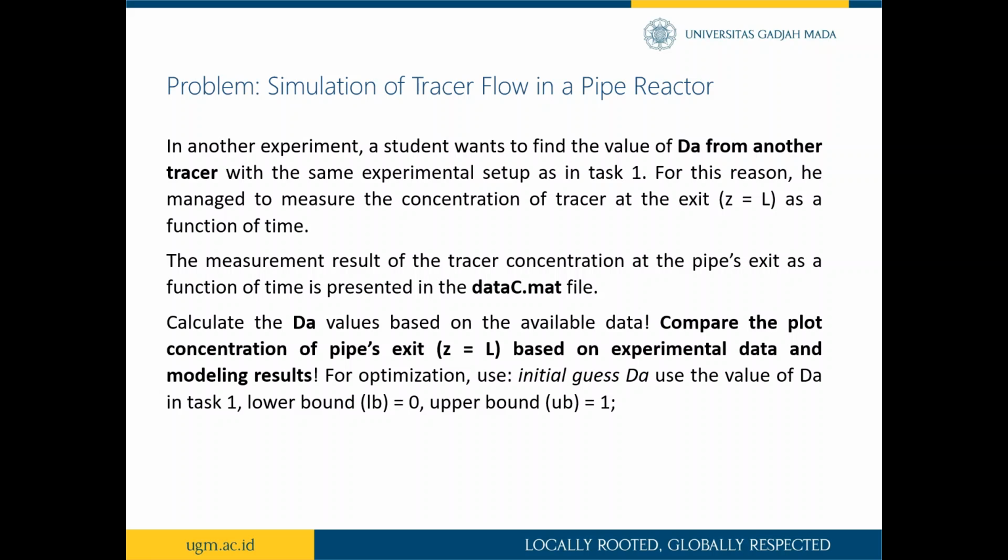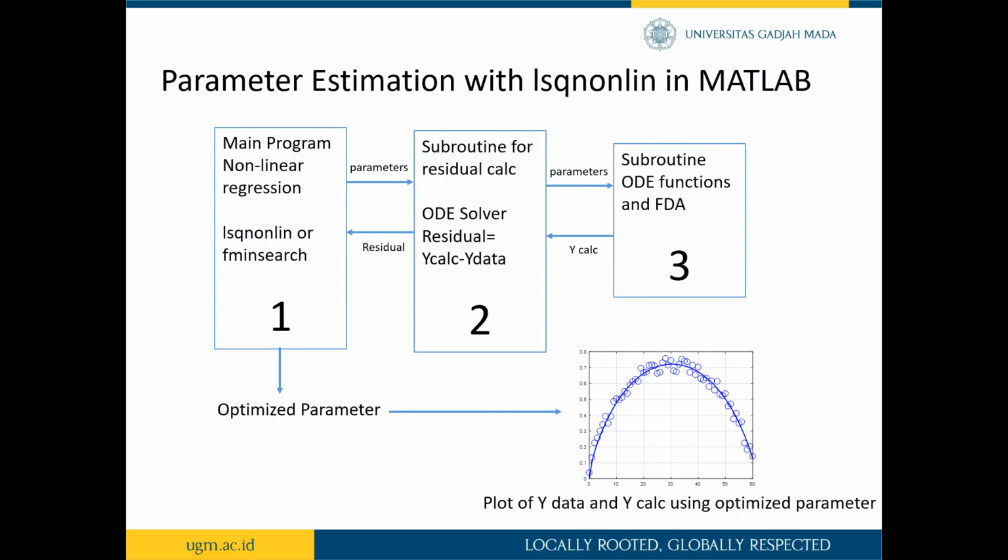Now we are asked to calculate the value of dA by doing fitting, and compare the plot of concentration at the pipe's exit based on experimental data and modeling results. For optimization, we can use the initial value of dA as in task 1, which is 0.2 basically. And we have lower bound and upper bound as well. Okay, now let's see how the program structure looks like.